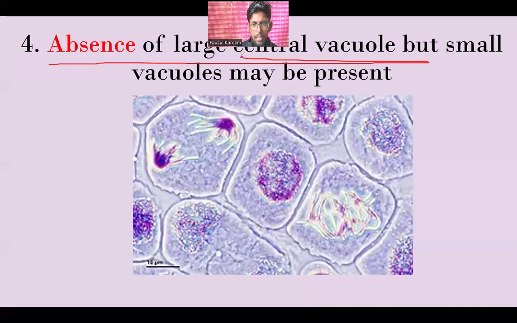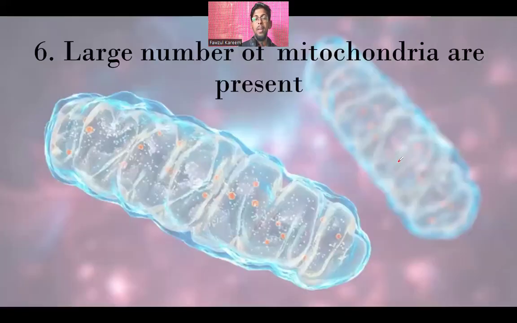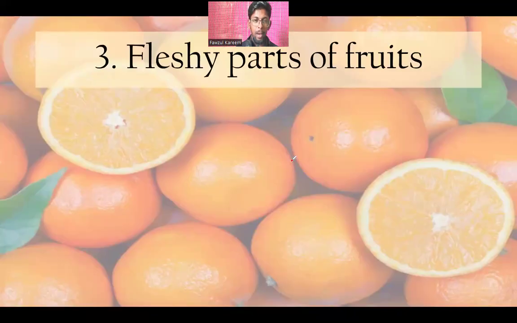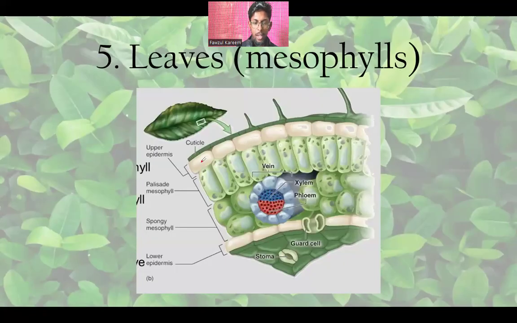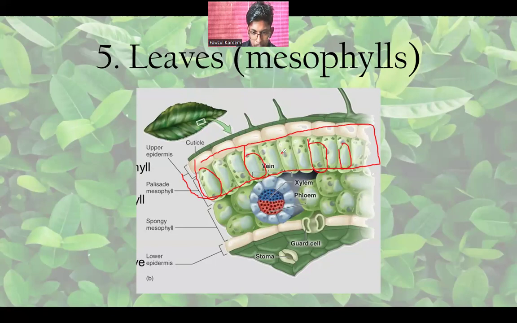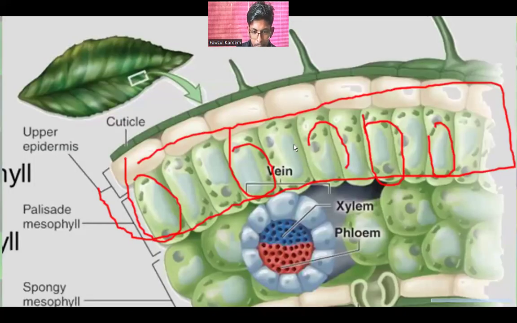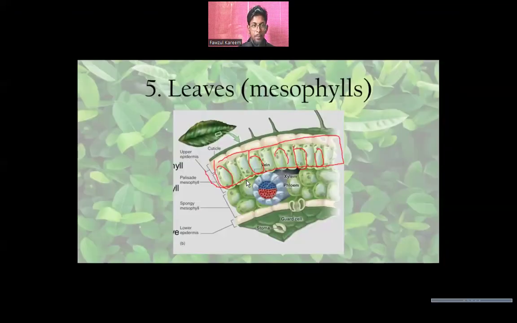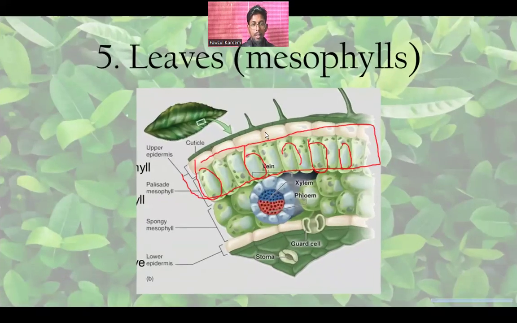Absence of a large central vacuole. Now we want to explain what a vacuole is. Wait a minute, because you didn't study it in grade 10, or you may have forgotten. Here, if you take this cell, can you observe a blue color inside? Can you see some blue colored thing inside the cell? Can you observe that one? What's that?